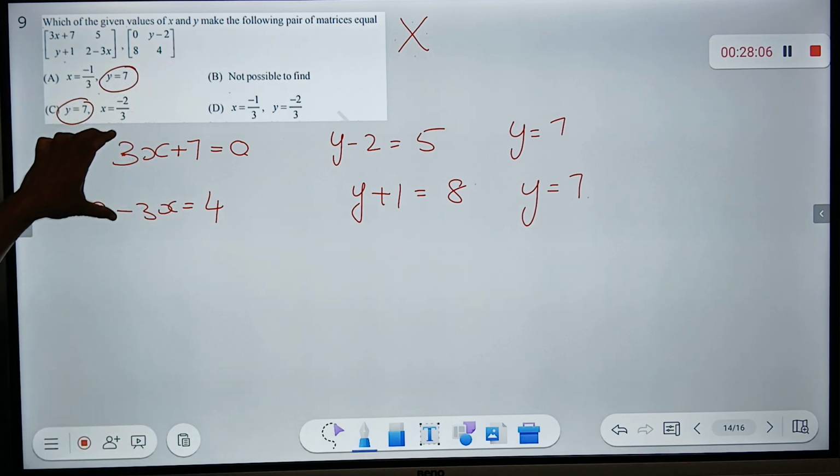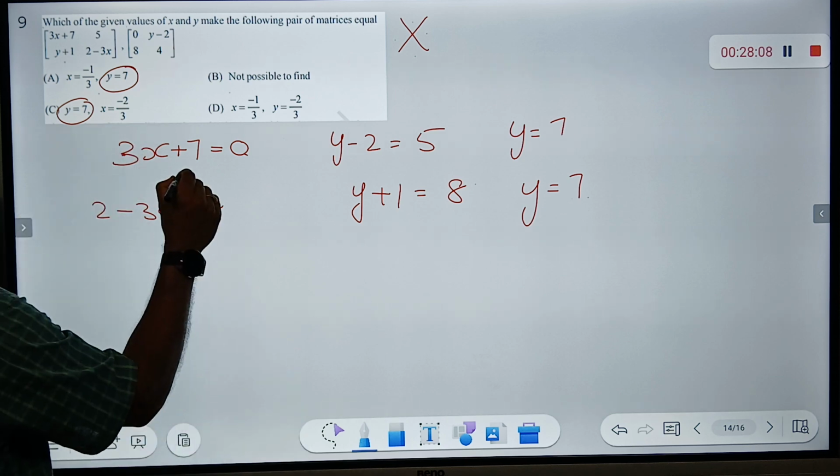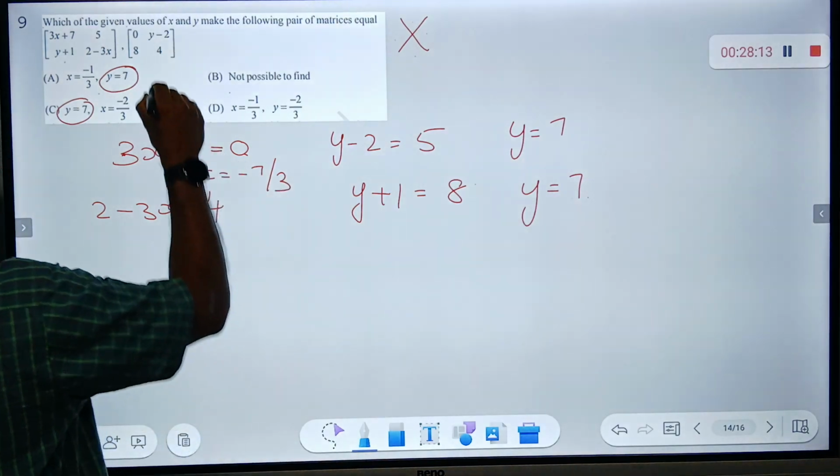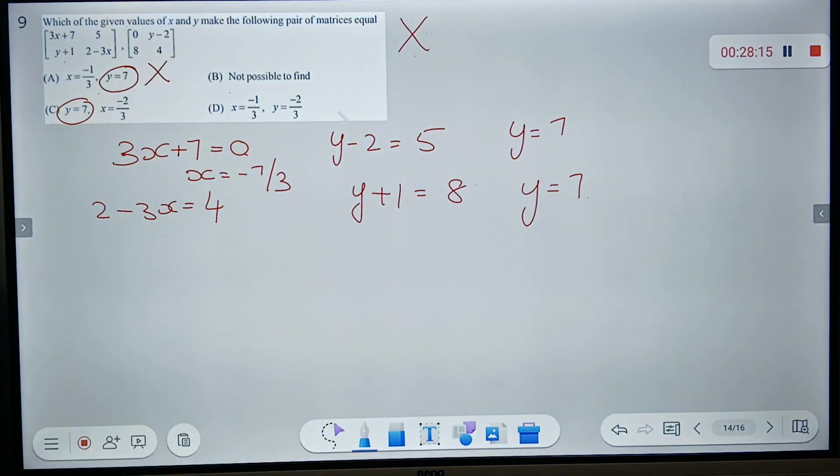Now we will decide based on what my x is. So from this, what is x equal to? Minus 7 by 3. So definitely this is ruled out. Okay, here it is given minus 1 by 3. So the answer must be this.